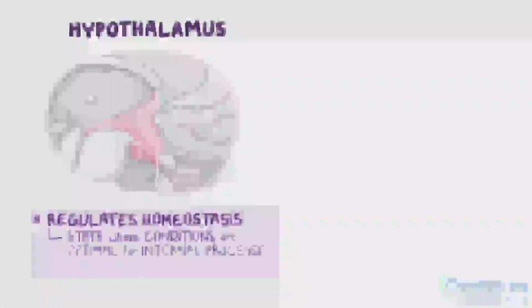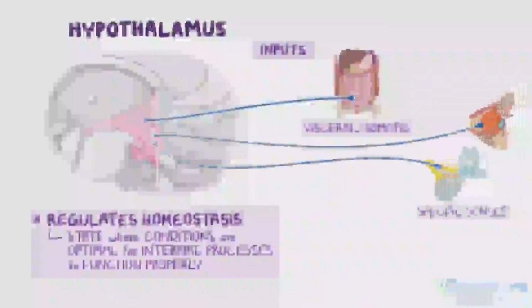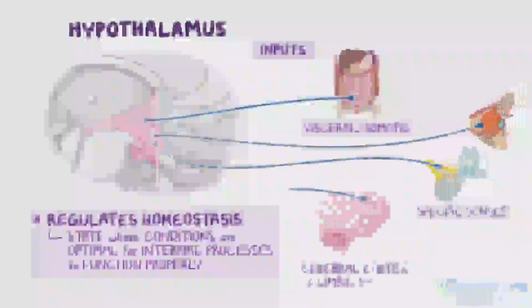Even though it's small, the hypothalamus is like a mastermind of the brain, as it regulates homeostasis, which is the state of the body where conditions are optimal for internal processes to function properly. The hypothalamus achieves this by receiving various inputs, like visceral or somatic afferents, information related to the special senses, as well as input from the cerebral cortex and the limbic system.